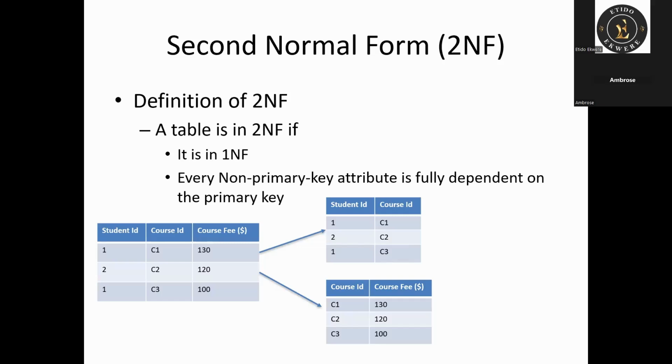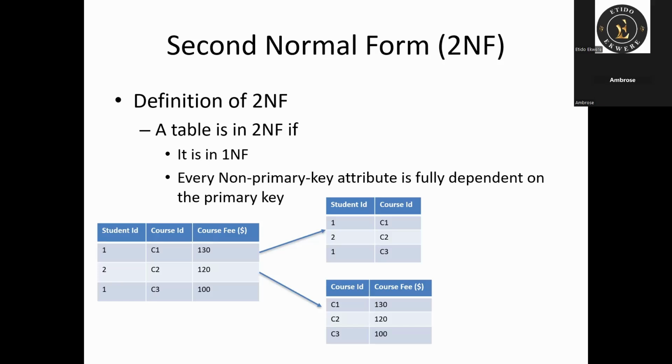Then, secondly, every non-primary key attribute is fully dependent on the primary key. It might take a bit of experience to understand this fully. A primary key is the key that you can use to identify an entry on the table. The non-primary keys are the other attributes that depend on the primary key for identification. Now, the requirement says every non-primary key attribute is fully dependent on the primary key.